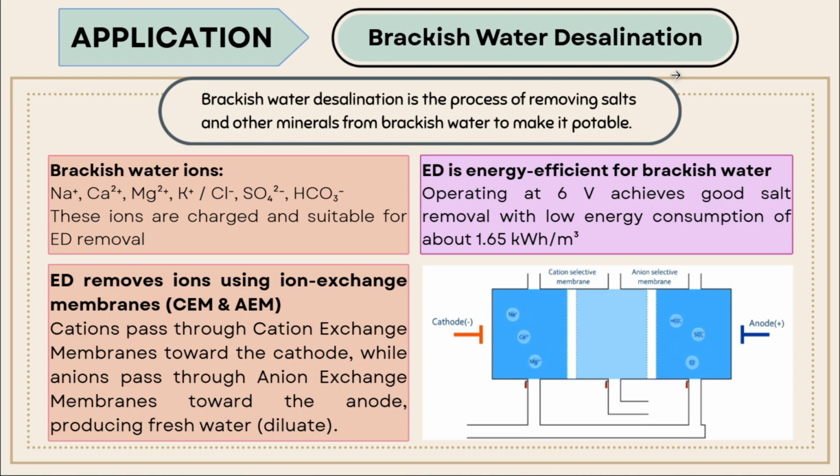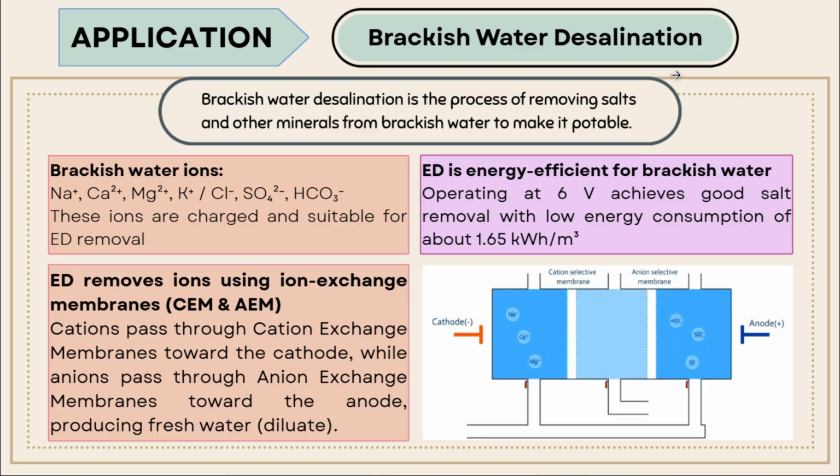For this slide, I will explain how electrodialysis is used for brackish water desalination. This is the process of removing salts and other minerals from brackish water to make it potable. Brackish water contains a moderate amount of dissolved salts. Some common ions found in this water include cations such as sodium, calcium, magnesium, and potassium, as well as anions such as chloride, sulfate, and bicarbonate ions. Because these are all charged ions, they are suitable for removal using the electrodialysis process.